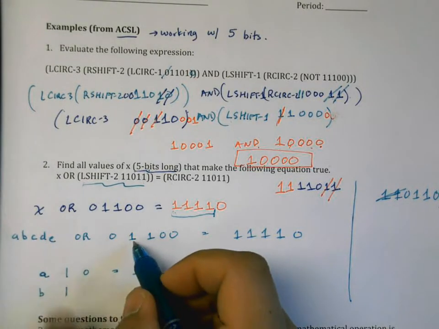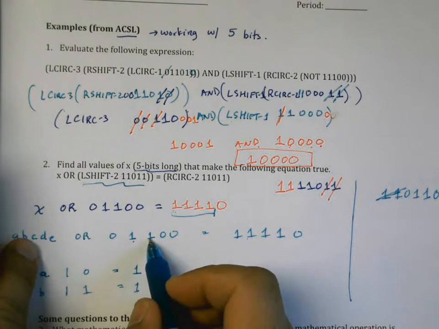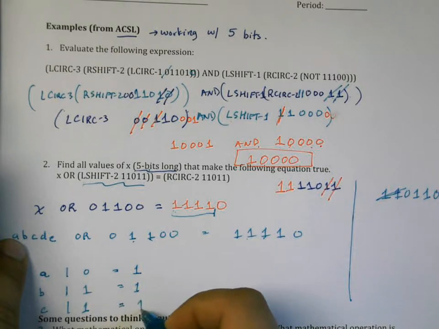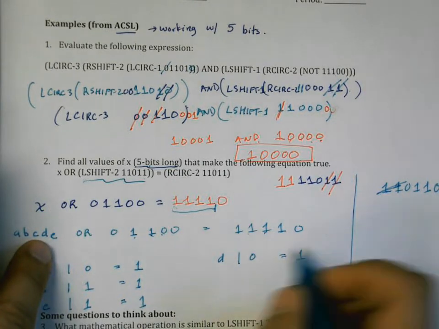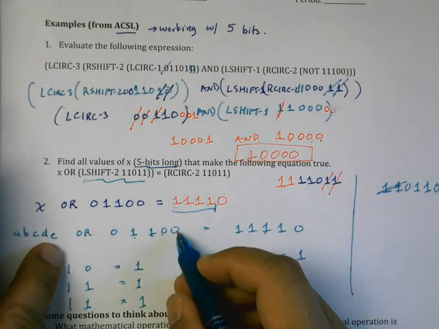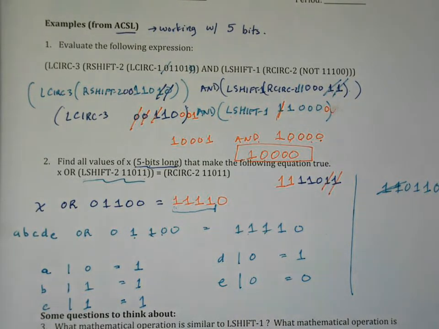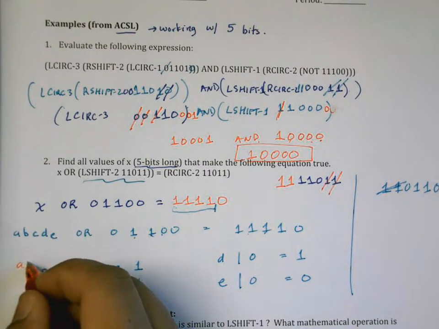B OR with 1 is going to give you 1. C OR with 1 is going to give you 1. D OR with 0 is going to give you 1. And then E OR with 0 is going to give you 0. So when we look at it bitwise, we can solve each of these variables by themselves. In this case, A must be 1, because if A was 0, this would not be true. So A must be 1.